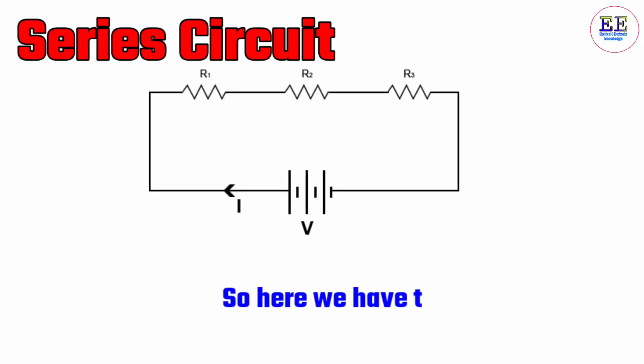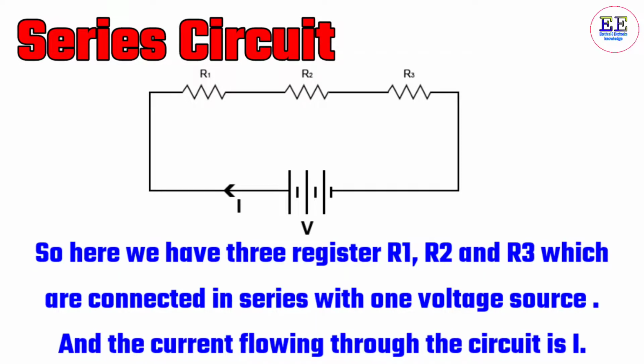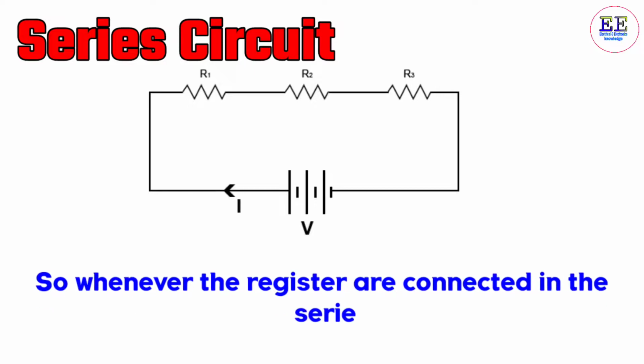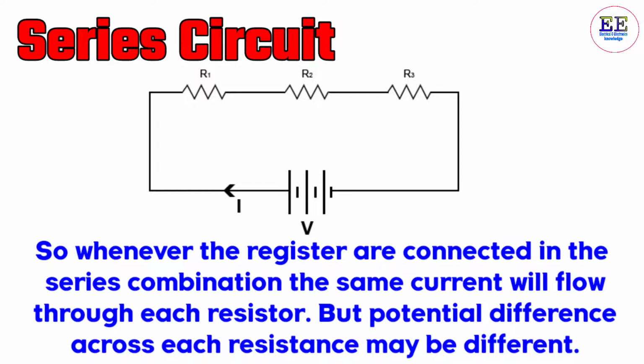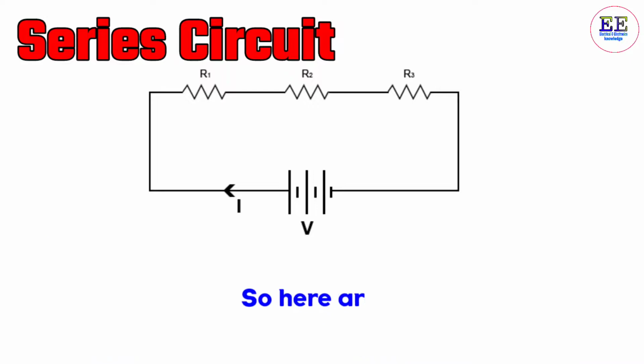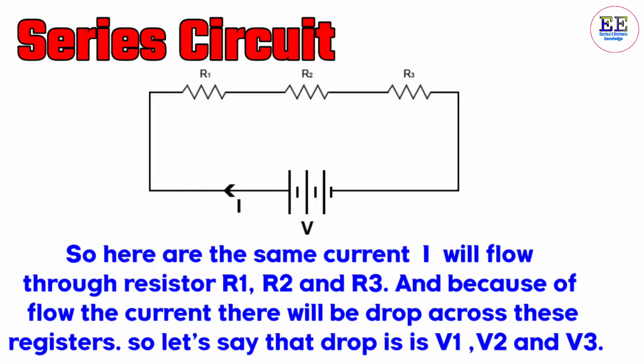Series circuit. So here we have three resistors R1, R2 and R3 which are connected in series with one voltage source, and the current flowing through the circuit is I. Whenever the resistors are connected in series combination, the same current will flow through each resistor, but the potential difference across each resistance may be different. So here the same current I will flow through resistors R1, R2 and R3, and because of the flow of current, there will be a drop across the resistors. So let's say the drops are V1, V2 and V3.